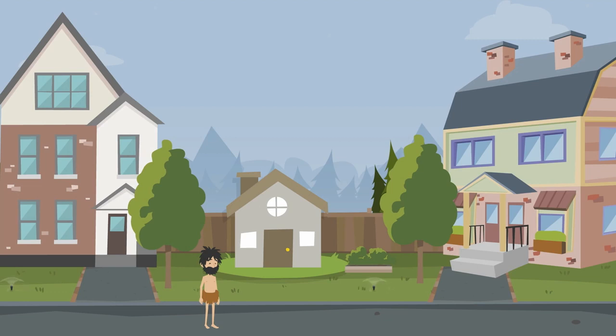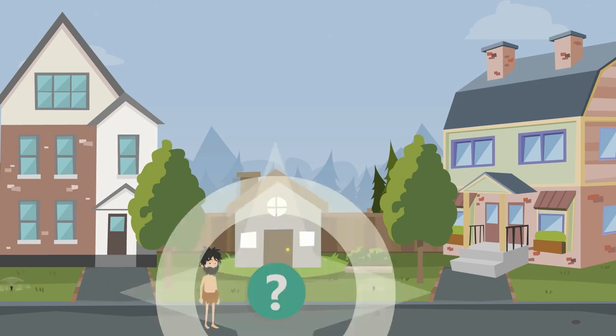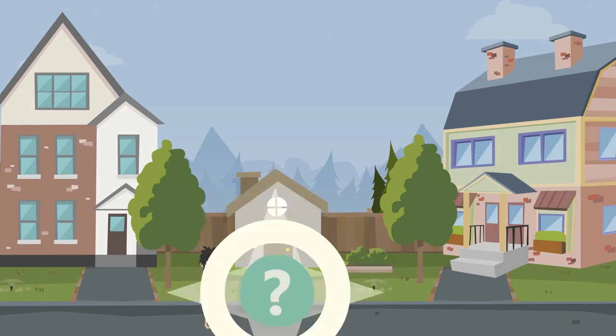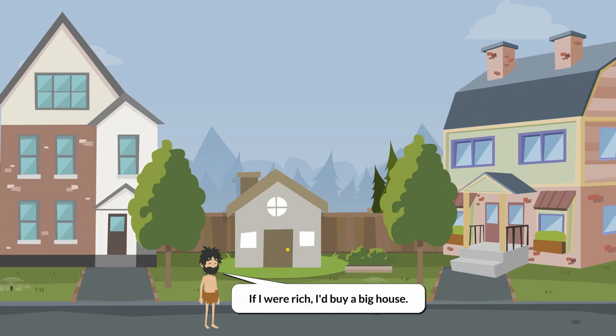This is Ted. Ted's poor and lives in a small house. He wishes he was rich so he can buy a big house. How can he say this using the second conditional? If I were rich, I'd buy a big house.